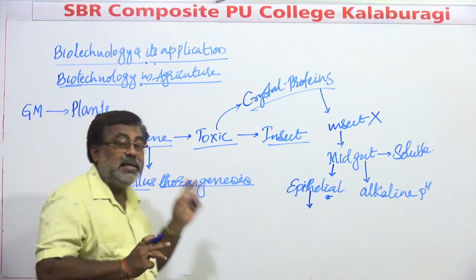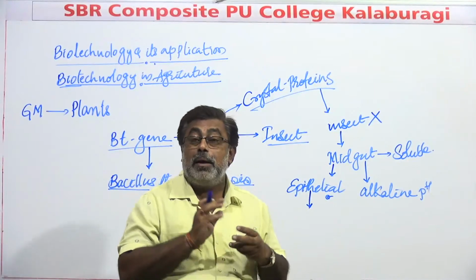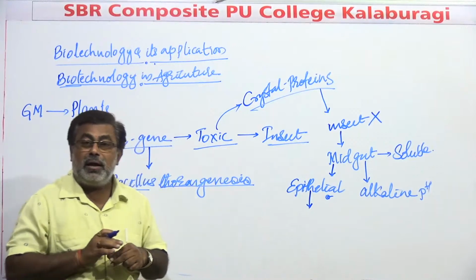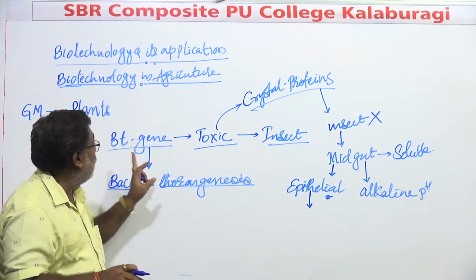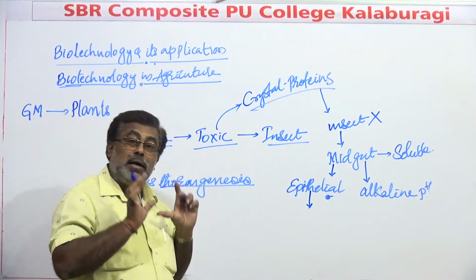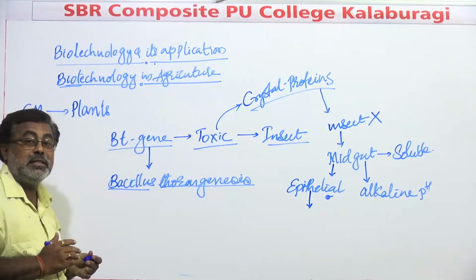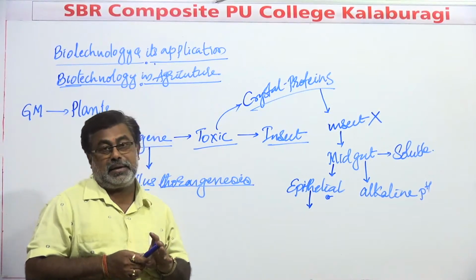So this BT gene is used in various plants: BT cotton, BT rice, BT brinjal. So many crops use BT. All these concepts come under biotechnology in agriculture. Okay, the remaining we will discuss in the next class. Thank you.